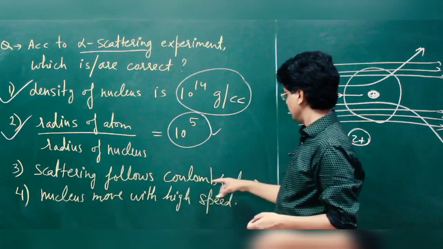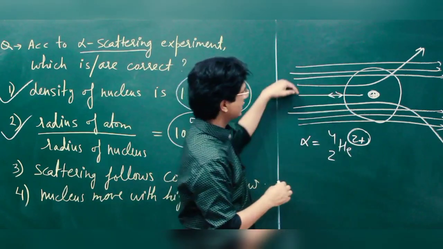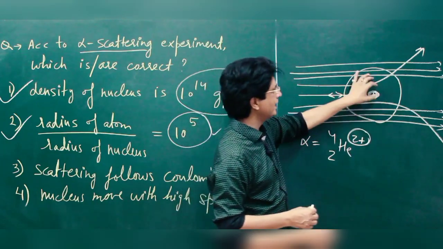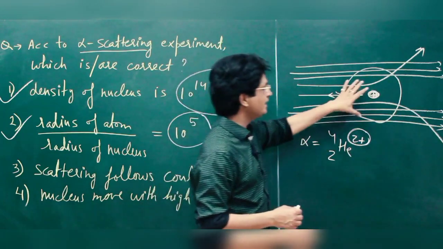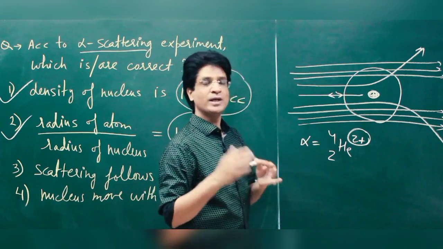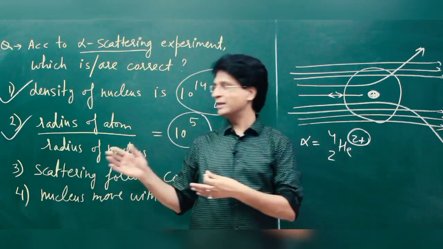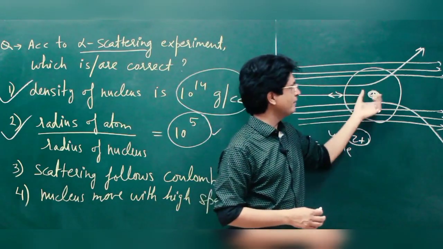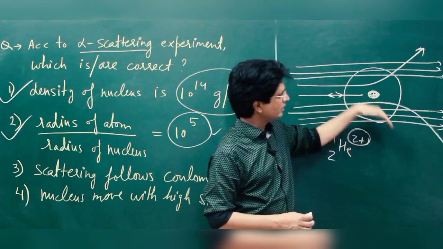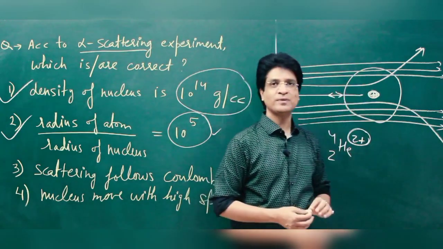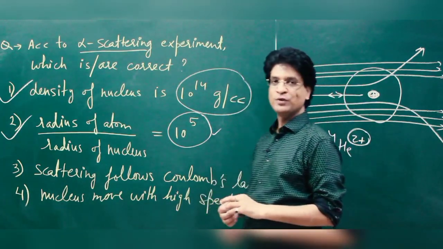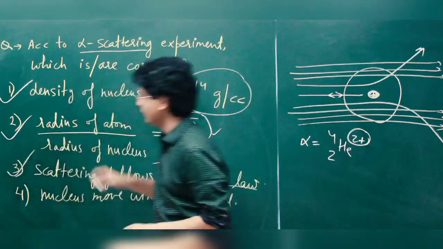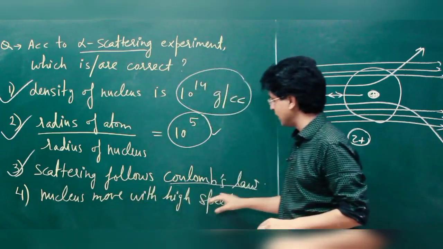Scattering follows Coulomb's law. So that means the scattering of alpha particles, the dispersal of alpha particles, it is all because of what? Electrostatic repulsion. And any force called electrostatic in nature is called Coulomb's law. Yes, they follow the Coulomb's law also, because here we are involving the scattering or the deviation. This is because of electrostatic repulsion, which follows, yes, Coulomb's law of electricity. This is also correct. Nucleus move with a high speed.